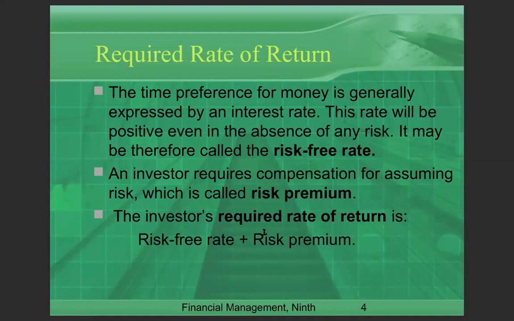Compensation for the sacrifice is interest. And this rate is positive even in the absence of any risk. Post office scheme, no risk, but still something must be given. That's 4%. But if there's an extra risk borne by the investor, then extra incentive should be given.